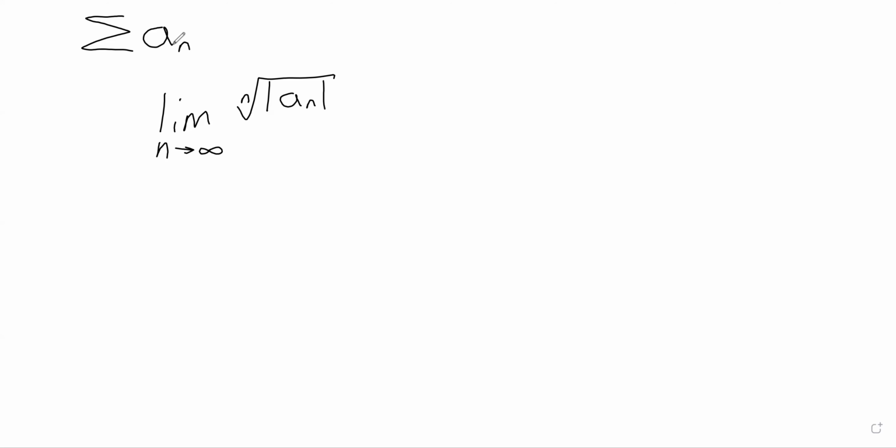You take a limit and you look, and if the limit's less than 1, it converges, and if it's greater than 1, it diverges, and if it's equal to 1, it's inconclusive. So the exact same sort of structure as the ratio test, and it's the limit as n goes to infinity of the nth root of the absolute value of a sub n.